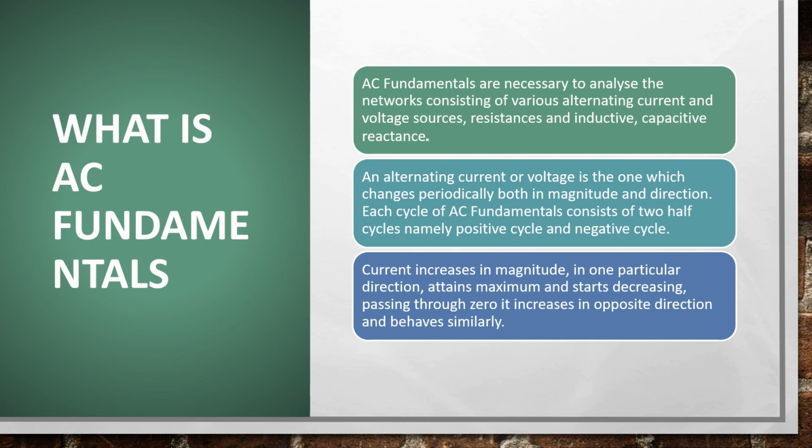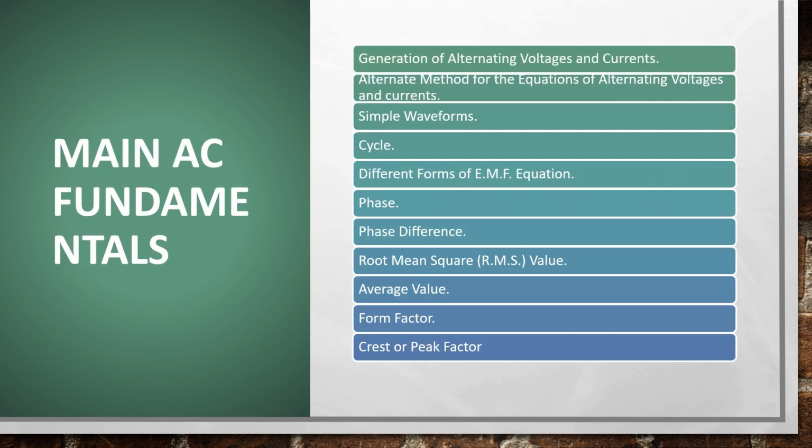Each cycle of AC fundamentals consists of two half cycles, namely positive cycle and negative cycle. Current increases in magnitude in one particular direction, attains maximum and starts decreasing. Passing through zero, it increases in opposite direction and behaves similarly.